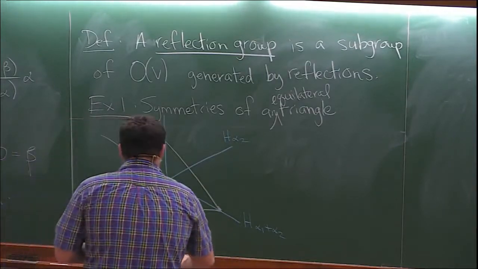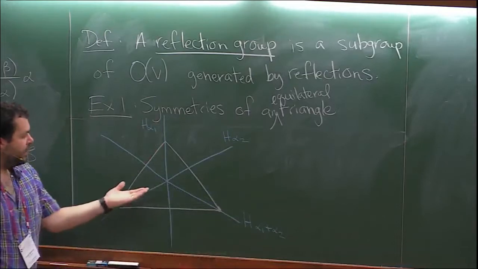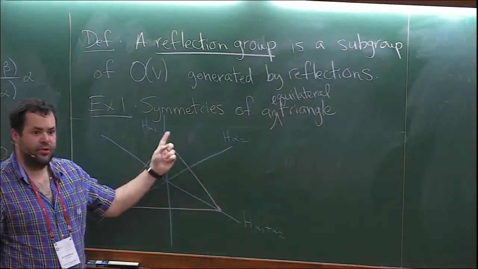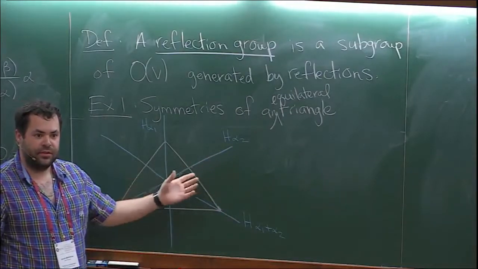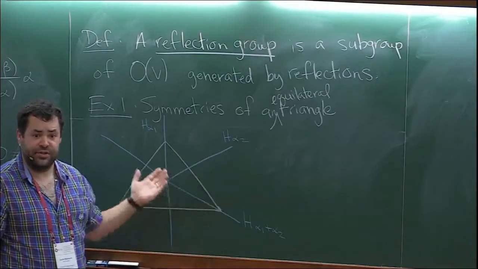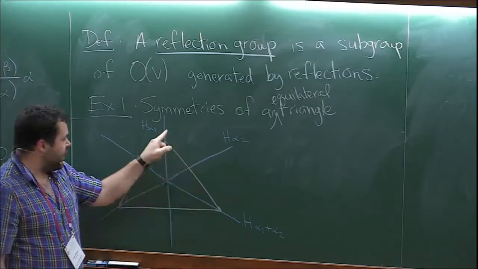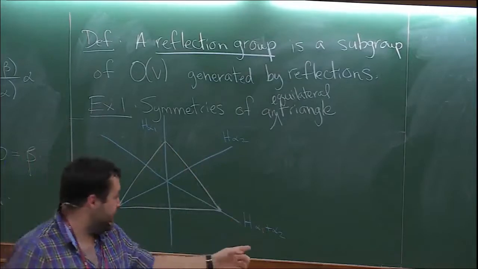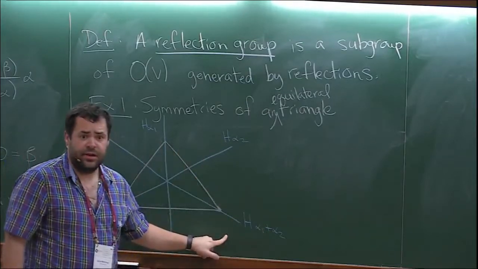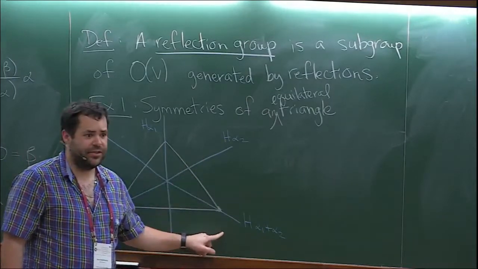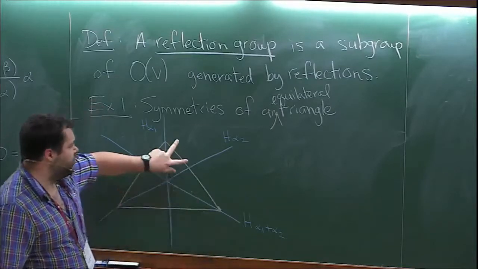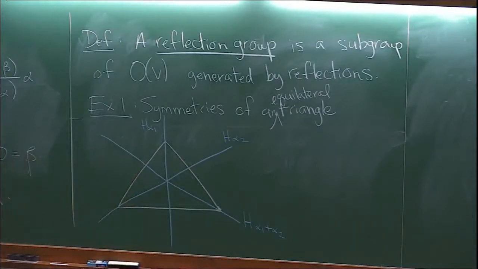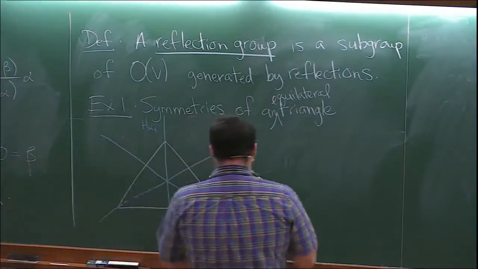The point is that you only need reflections through 2 of these hyperplanes to generate all of the symmetries of this triangle. As long as I have reflections through these 2 things, I can get all of the rotations, and I can get the reflection through this one. You should try to convince yourself of this if you don't know this already. But I only need reflections through these 2. So this generates the symmetry group of this thing.